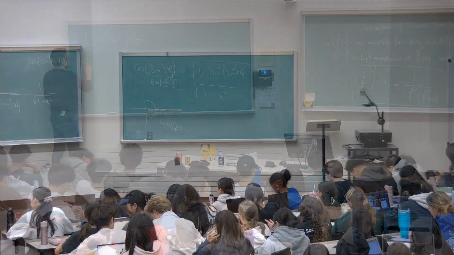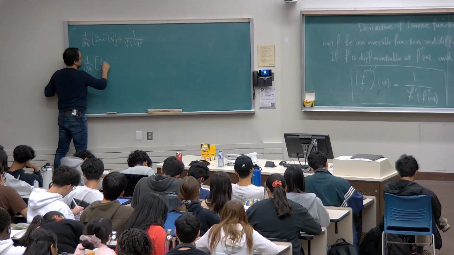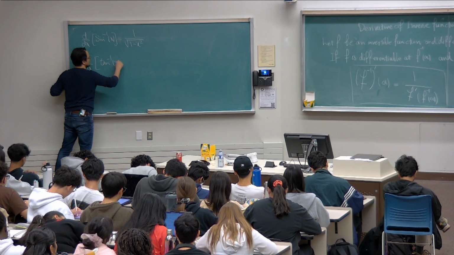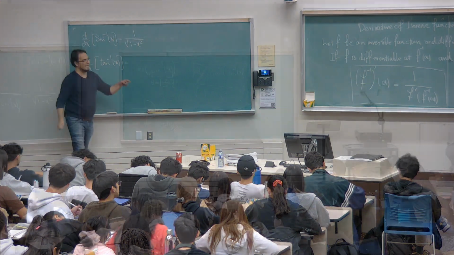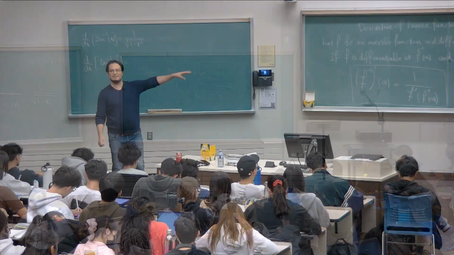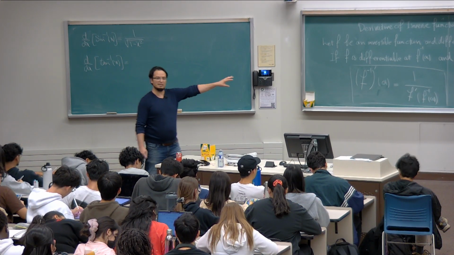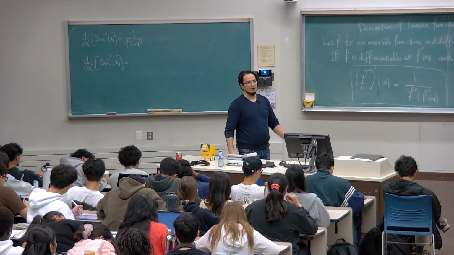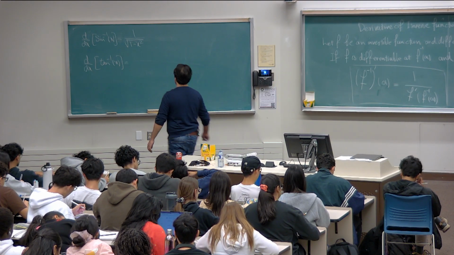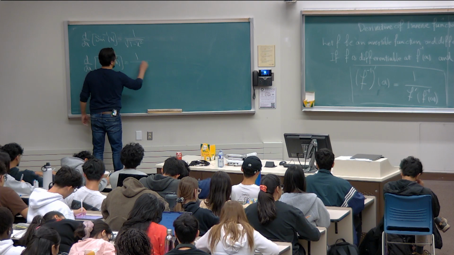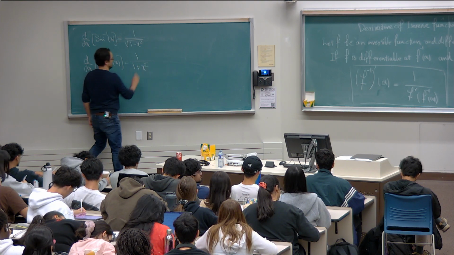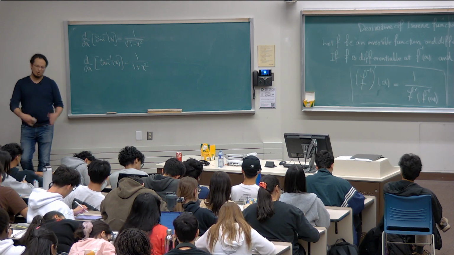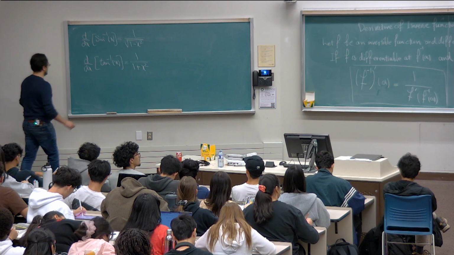Derivative of tan inverse. By the way, derivative of tan inverse is easier than what we did for the sine inverse. If you put everything right, it will be right away, and you will find 1 over 1 plus x squared. Or x squared plus 1, doesn't matter.